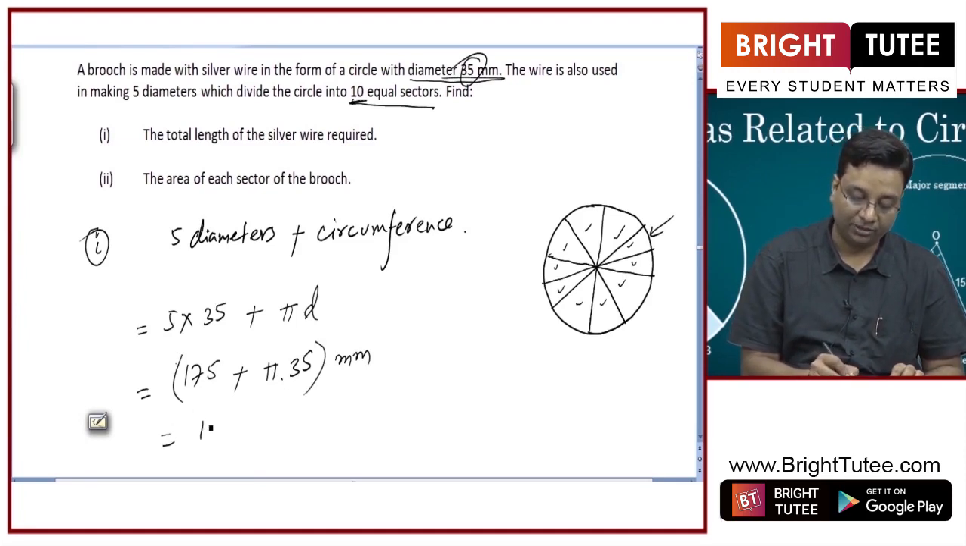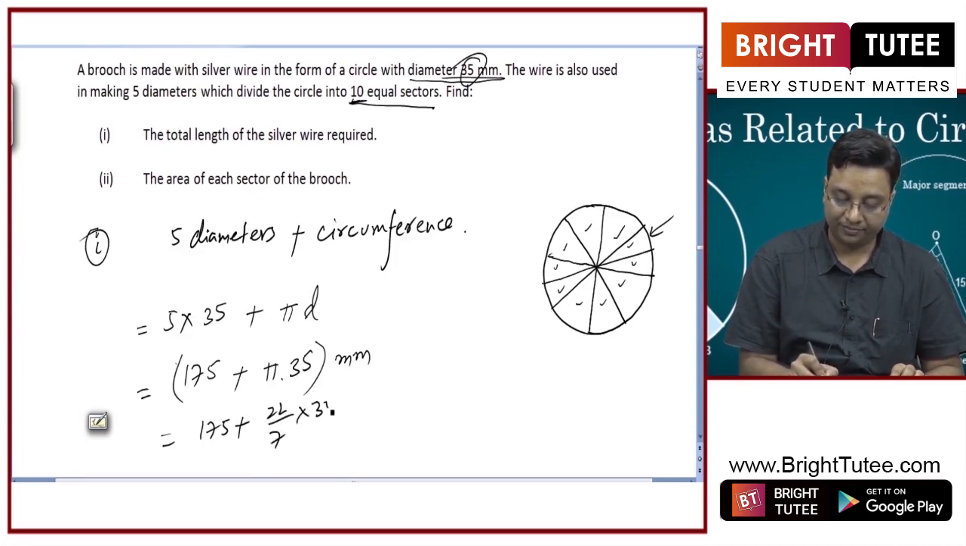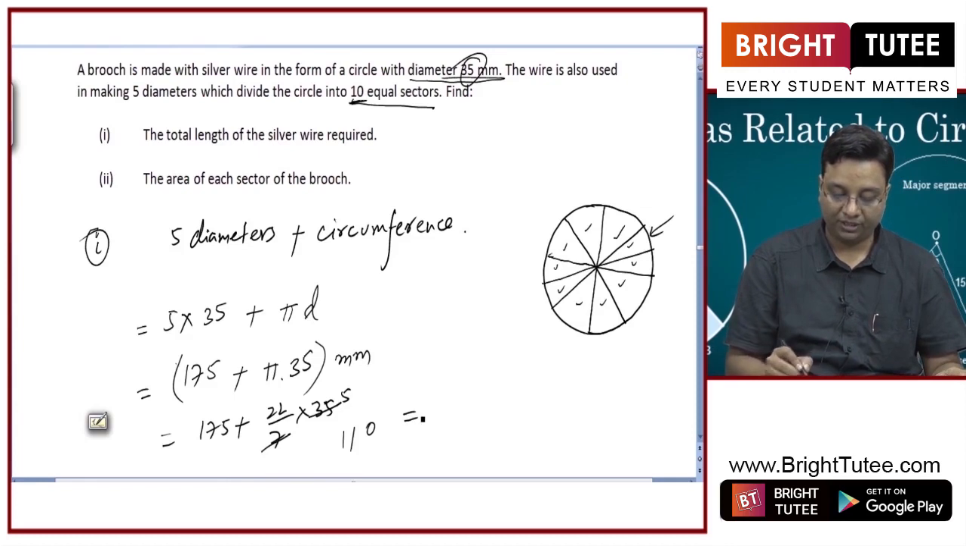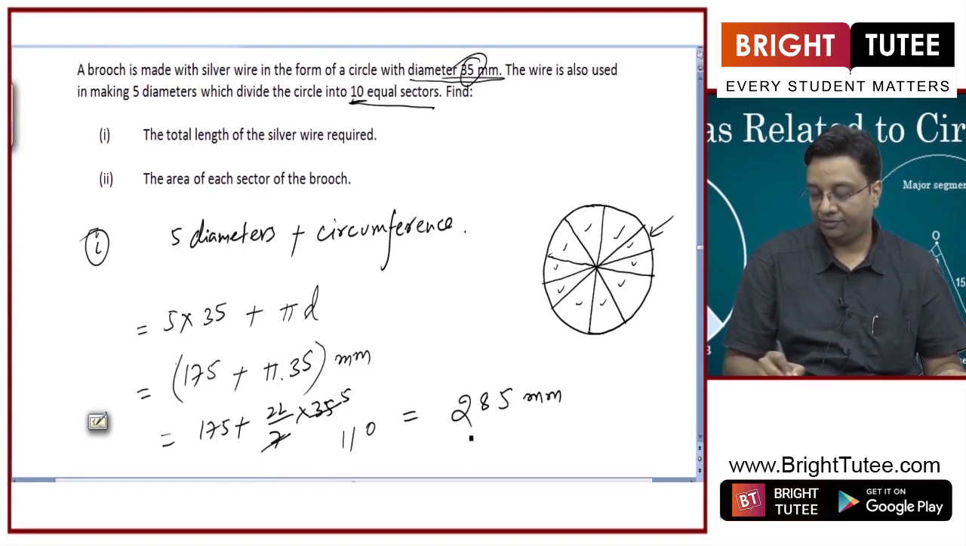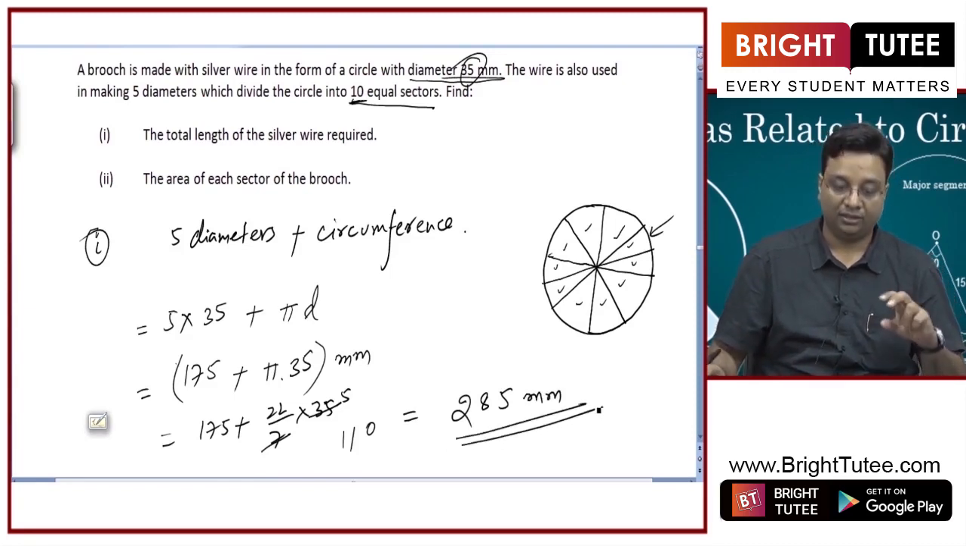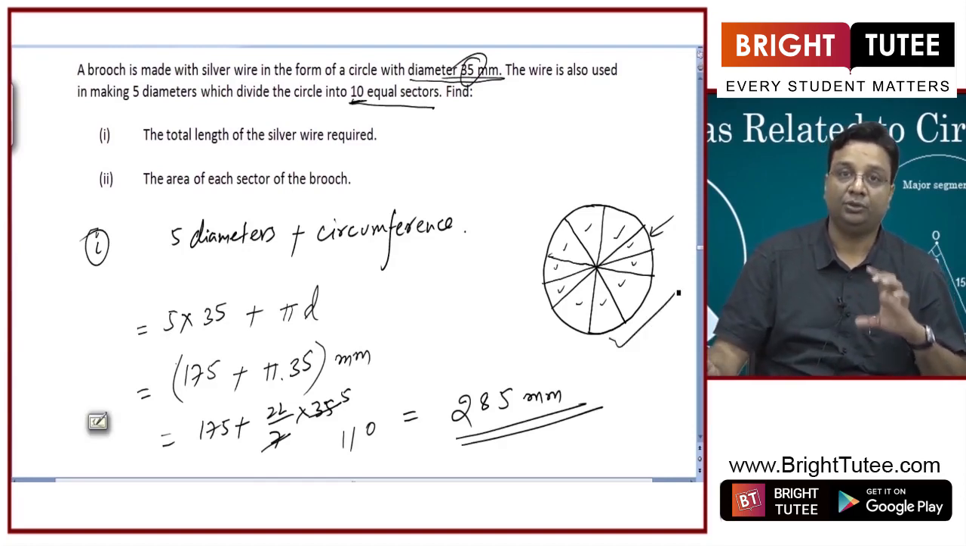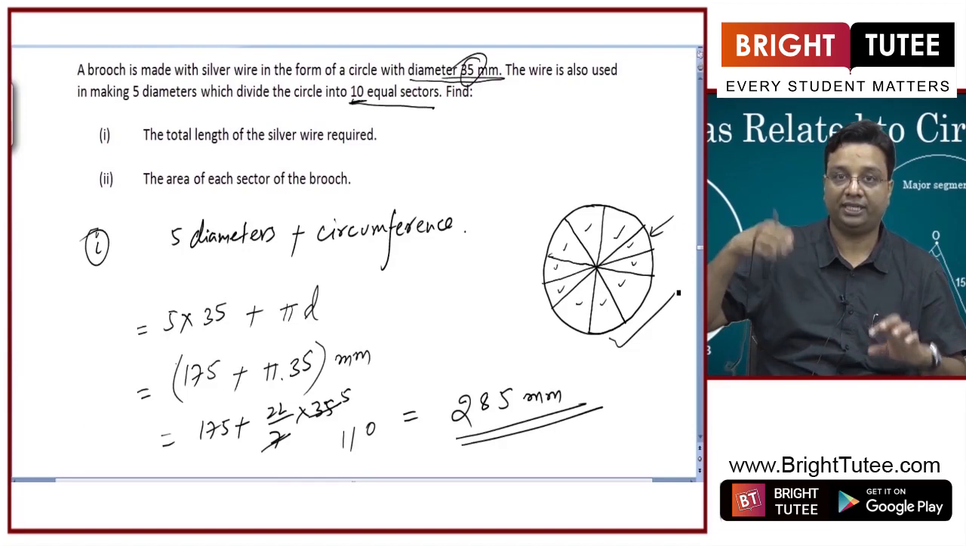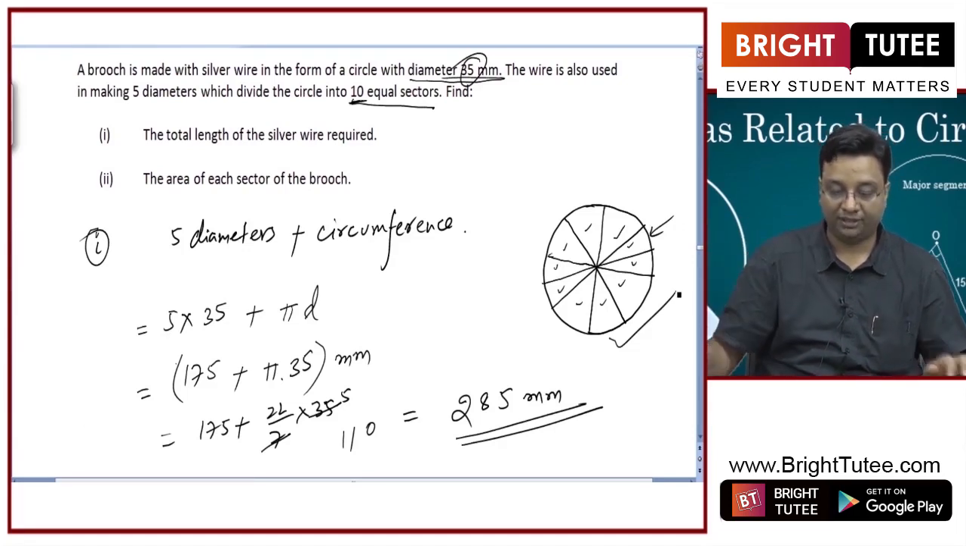This is 35 pi. Let me simplify it further by taking pi as 22/7. So this is 5 into 22, which is 110. If I add 110 to 175, it will give me 285. So 285 mm of length of this silver wire is required to make such a brooch, which has 5 diameters and a circumference.